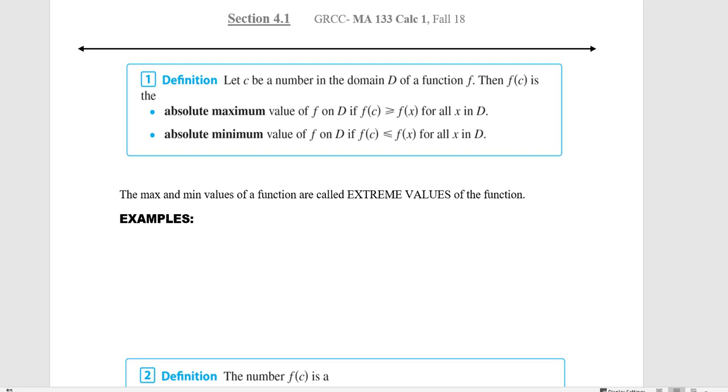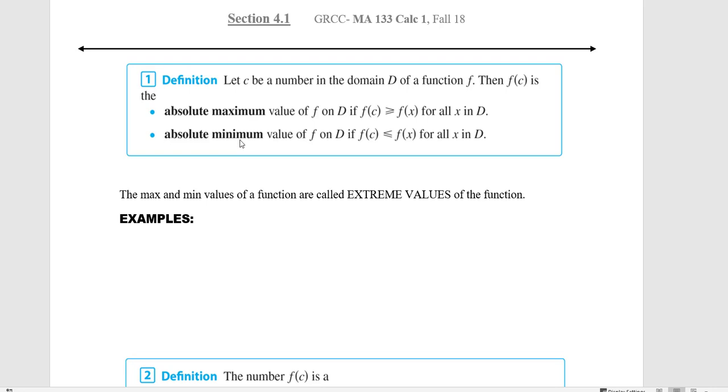Let's take a look. Section 4.1. The first definition is: let c be a number in the domain of a function named f. Then f of c is the absolute maximum value of f on some domain if f of c is bigger than or equal to the rest of the function for all x in the domain. If it's bigger, then it's the maximum.